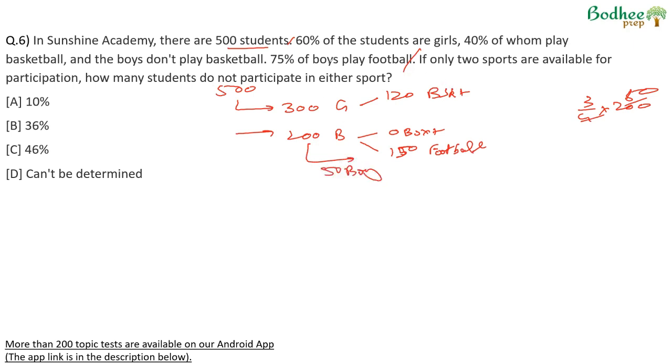But for the girls, we do not know. Some of the girls could be playing football. Some of the girls who are playing basketball could also be playing football. So the number of girls who are not participating cannot be determined. Hence, the overall answer will be cannot be determined for this question because the breakup of girls is not mentioned.